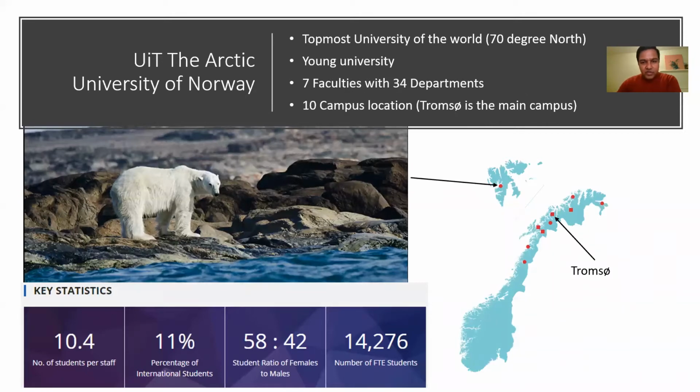If you talk about the number of faculty in UiT and the number of students, the ratio is 10:1, meaning roughly 10 students to 1 faculty member, which is a very high ratio. The number of international students in UiT is around 11%. The female to male ratio you can see is almost 60:40. So it's very different from other tech universities or any other university. Here, the number of female students is 60% compared to male students.